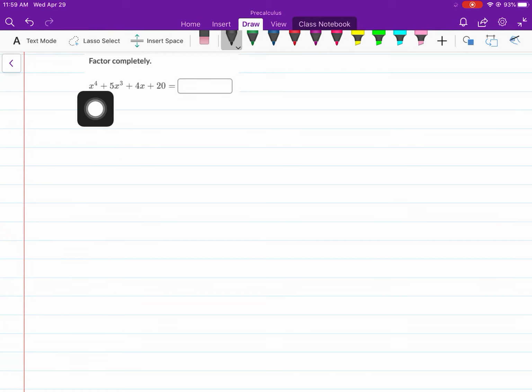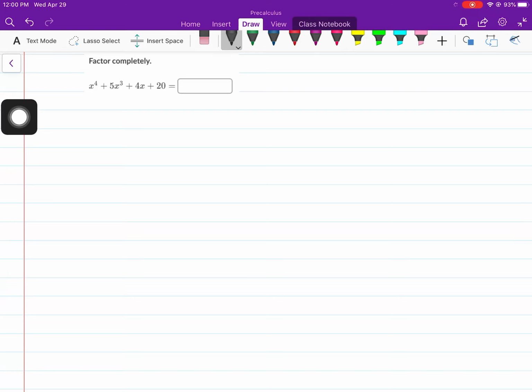So this problem, what we're going to see is that we can't just factor out an x to begin with, because notice this 20 right here, it's missing an x value. So it's not like before where we can factor an x out, and it's not a trinomial, so we can't factor it using the diamond method like we saw before.